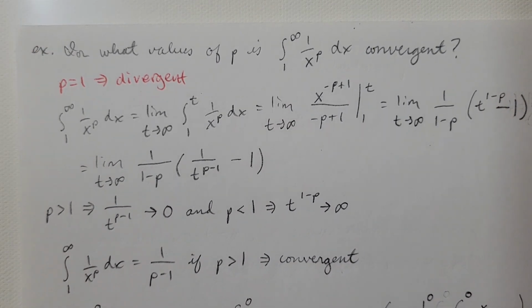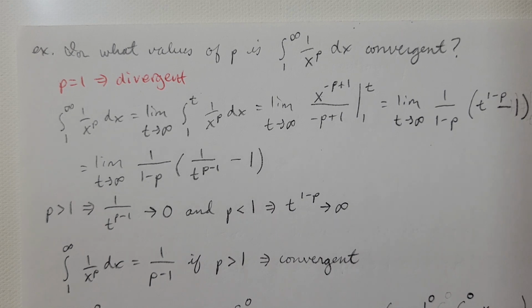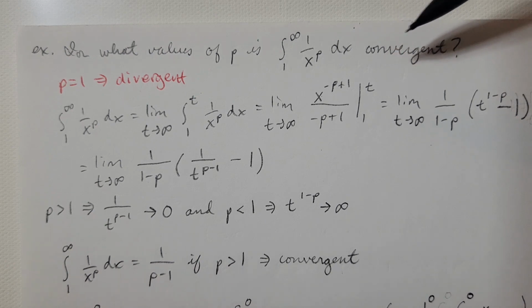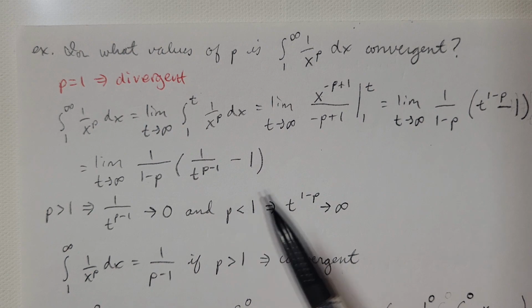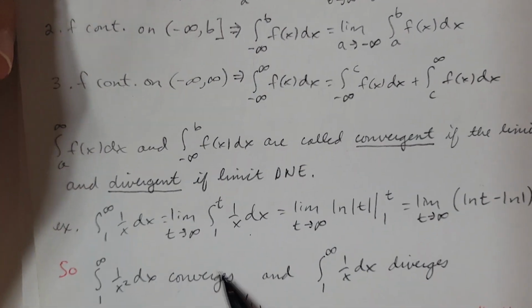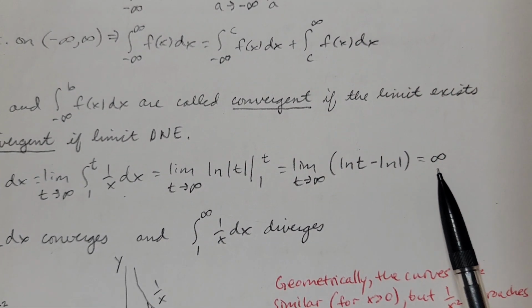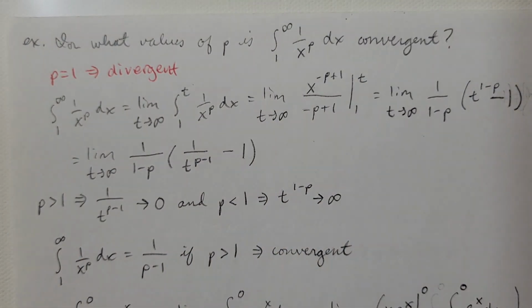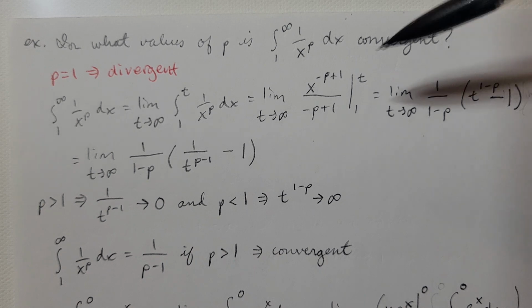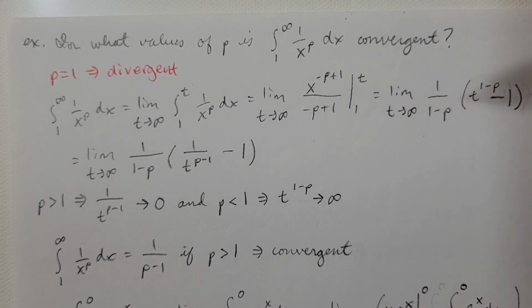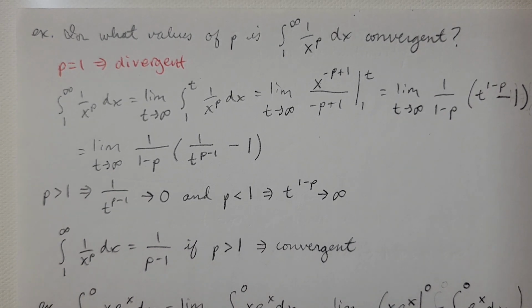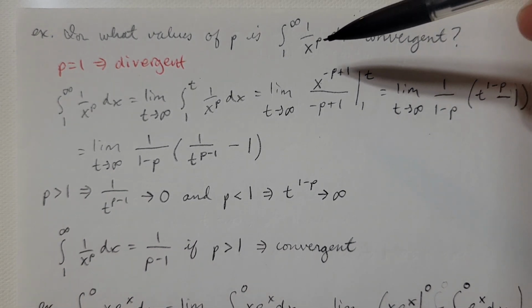Okay, let's take a look at this next example. It says, for what values of p is the integral going from 1 to infinity of 1 over x to the p dx convergent? Well, we just saw that if p is 1, we get infinity, right? So that would mean that we have a divergent integral. And if p is 2, we have a convergent integral. So what are all the values of p that make this integral here convergent?